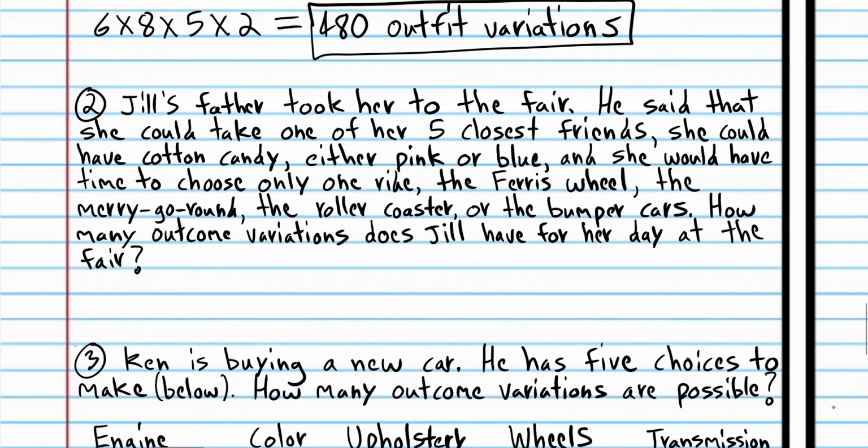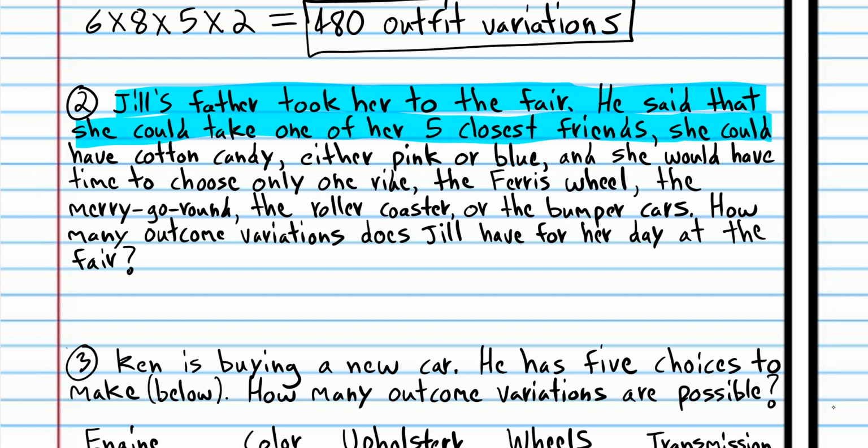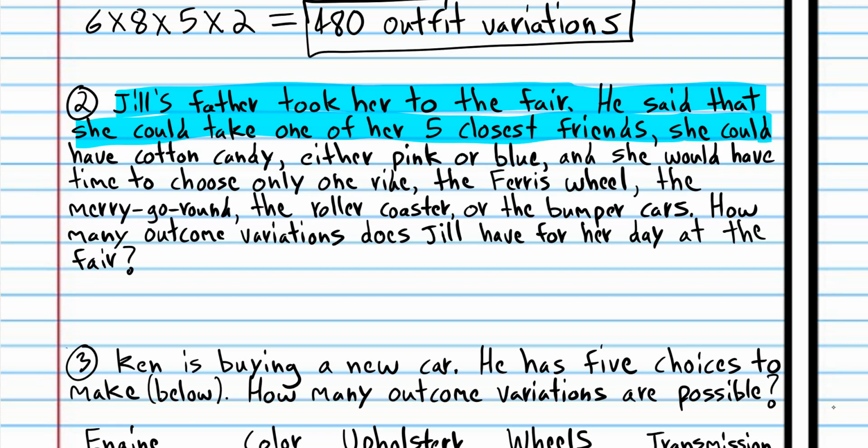Let's try another one. Jill's father took her to the fair. He said that she could take one of her 5 closest friends. She could have cotton candy, either pink or blue, and she would have time to choose one ride: the Ferris wheel, the merry-go-round, the roller coaster, or the bumper cars. How many outcome variations does Jill have for her day at the fair?